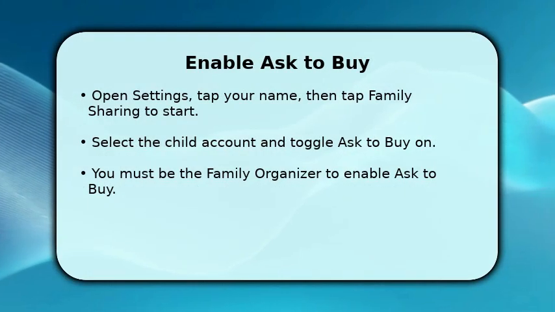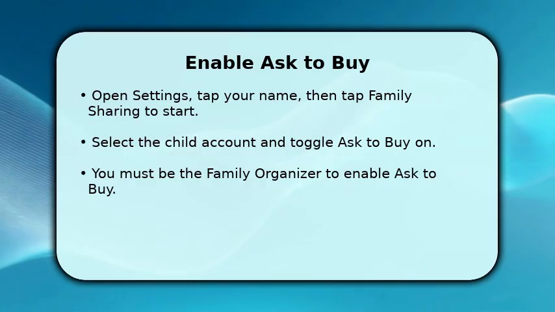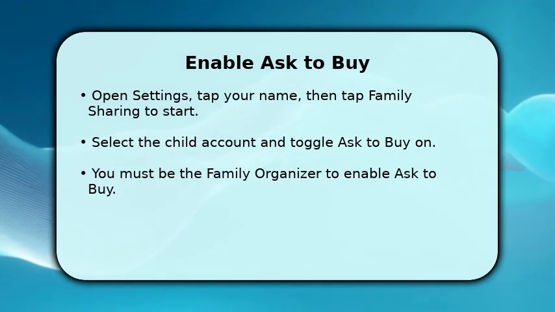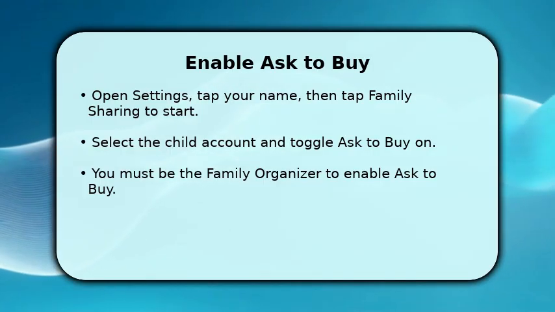Open Settings on your iPhone and tap your name at the top to access Apple ID settings. Next, tap Family Sharing to view family members and roles you manage. Select the child account you want to control and tap Ask to Buy to toggle it on.